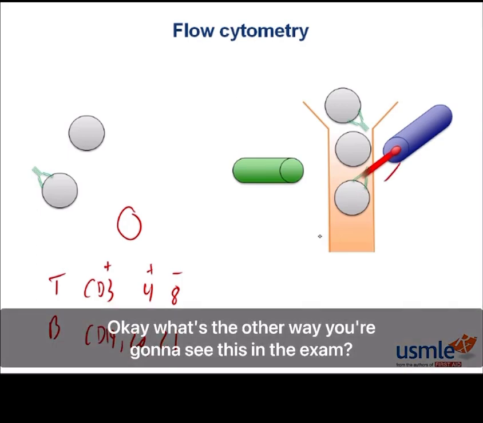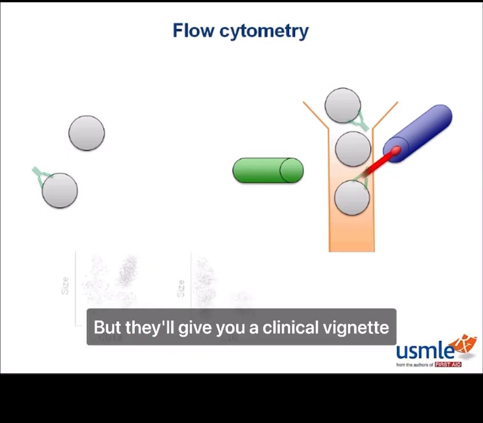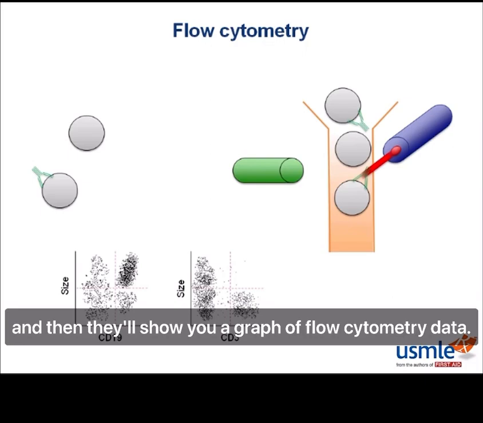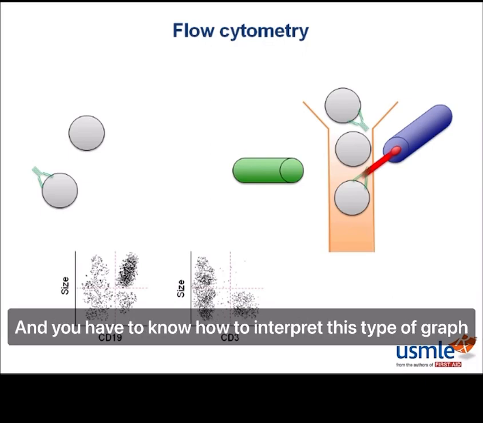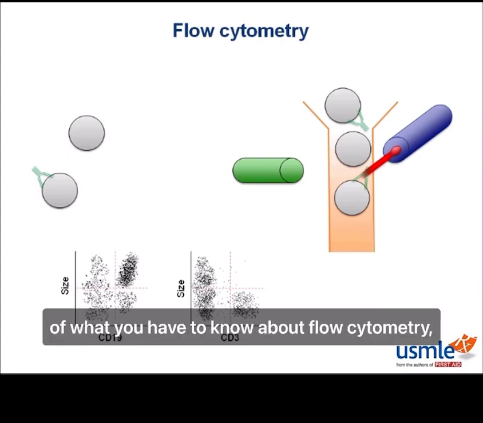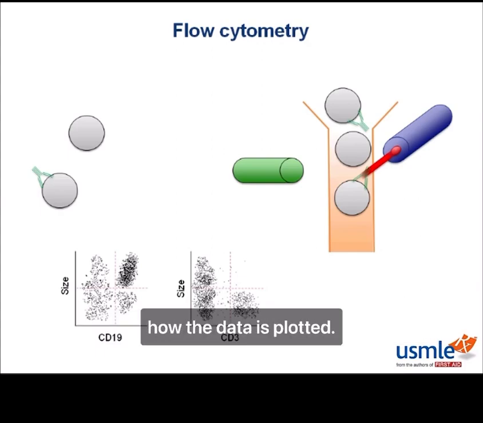Okay, what's the other way you're going to see this in the exam? Well, they'll give you a clinical vignette with some clues about a disease, and then they'll show you a graph of flow cytometry data, and you have to know how to interpret this type of graph to get these points in your exam. So that brings us to our last part of what you have to know about flow cytometry, how the data is plotted.